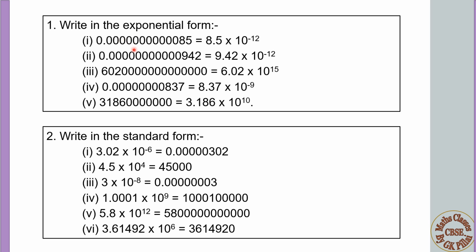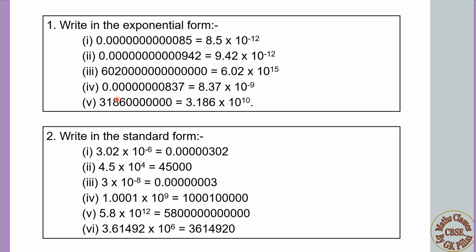0. This many zeros, 85. That will be 8.5 into 10 to the power of minus 12. This is in the decimal form. Up to here, up to 8, there will be 12 digits. So you will get 10 to the power of minus 12. This will be 9.42 into 10 to the power of minus 12. This will be 6.02 into 10 to the power of 15. From here till this 0 there will be 15 digits.